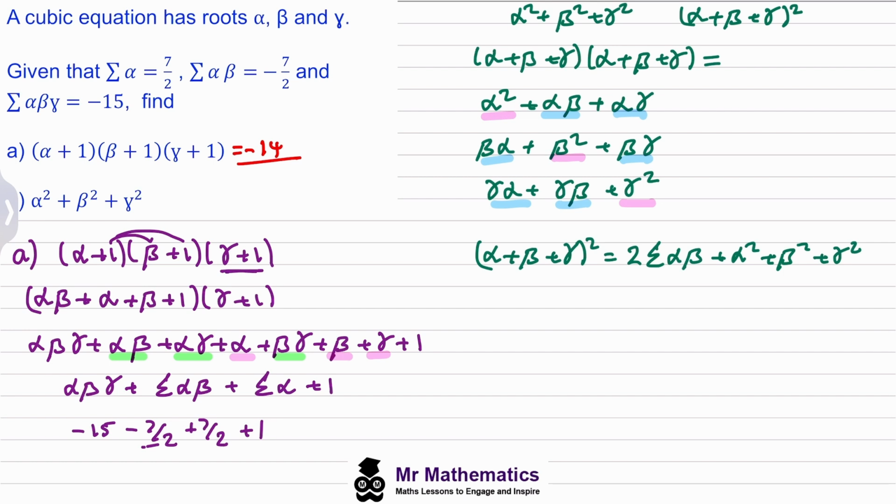And then from this point, we can substitute in the values we know. We know this value is 7/2. This value is -7/2. And this is the value we've been asked to find. So we'll square the 7/2. We get 49/4. This will be equal to 2 lots of -7/2 plus alpha squared, beta squared, and gamma squared. And then we can move this term to the left-hand side, and we get 77/4. So this is our solution. Okay?